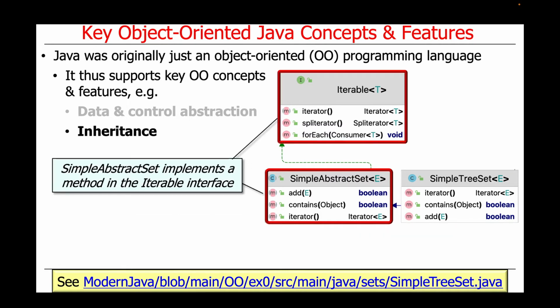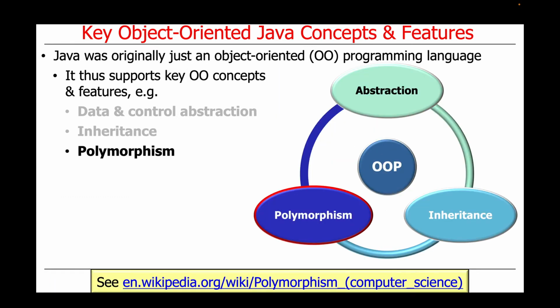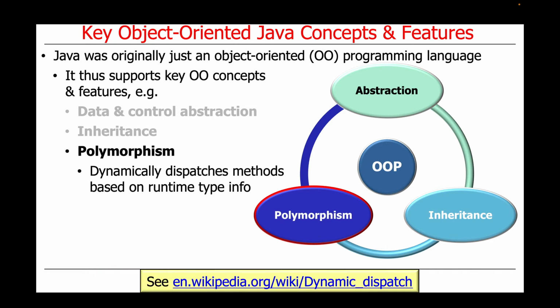Likewise, SimpleAbstractSet implements the iterator method that it inherits from the Iterable interface. So you can see that we can have chains of inheritance relationships to provide various features at different levels in the inheritance hierarchy. The third key concept we're going to be covering here is polymorphism. Polymorphism is a powerful technique that's used to dynamically dispatch methods based on runtime type information. So information that's known at runtime rather than information that's purely known at compile time. This is often known as dynamic dispatching.